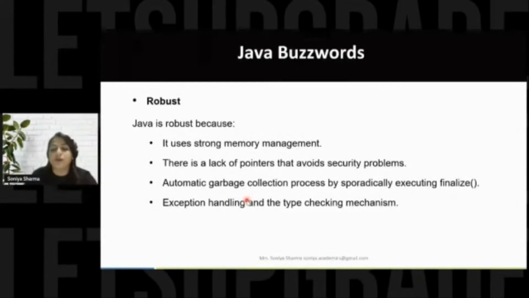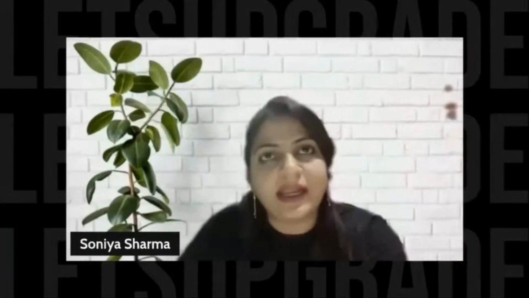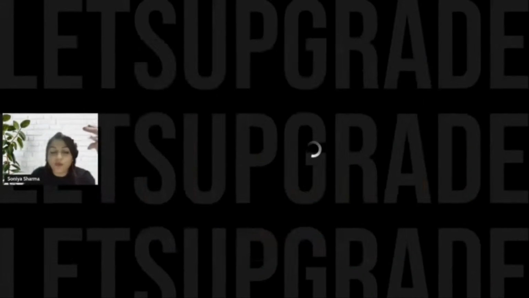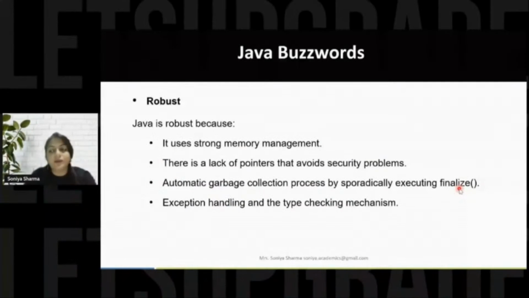This happens automatically. Sporadically, the finalize method is called. Sporadically means periodically, within a specific interval of time, this finalize method is called. And this finalize method removes the unreachable object from the heap memory. Because of that, the memory is freed up, and we don't have to worry because periodically Java only calls it. No overhead to the developer.